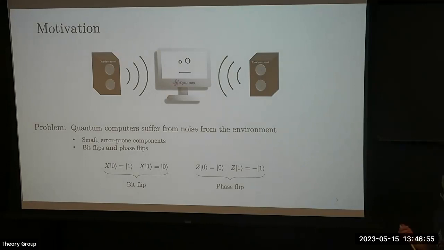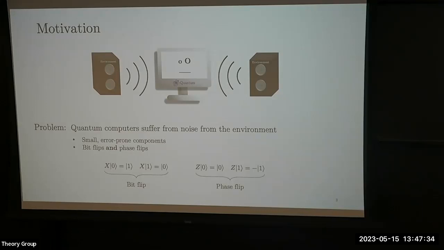So the motivation comes from quantum computing. If we want to build a quantum computer, we need to ensure that the information that's being processed in the quantum computer is safe from noise from the environment. Quantum computers are inherently susceptible to noise. There are predominantly two reasons for this. First of all, the components of a quantum computer are small, sometimes atomically small, and that makes them error prone. If there are small fluctuations in the environment or a cosmic ray particle whizzing by, that can corrupt information and destroy information.